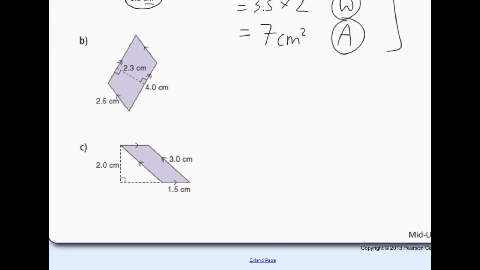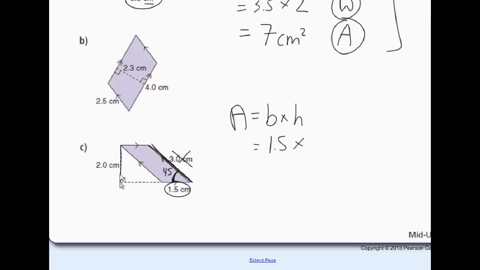Let's scroll down now to number C. So area equals base times height. There's our formula. We have a base here that looks like it's over here. It's 1.5. And our height, again, can it be this side? No, it cannot, because that's not at a right angle. This angle looks more like about 45 degrees.